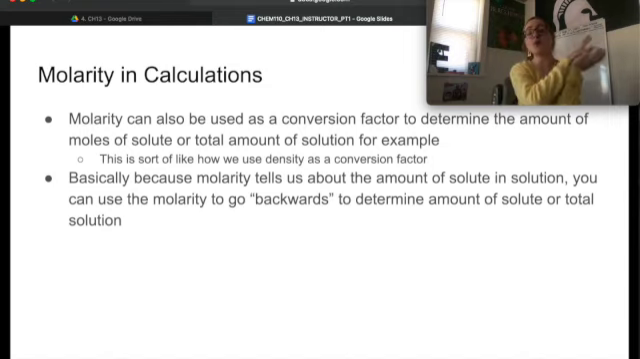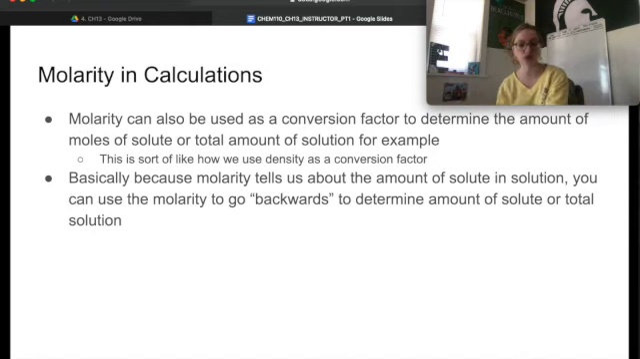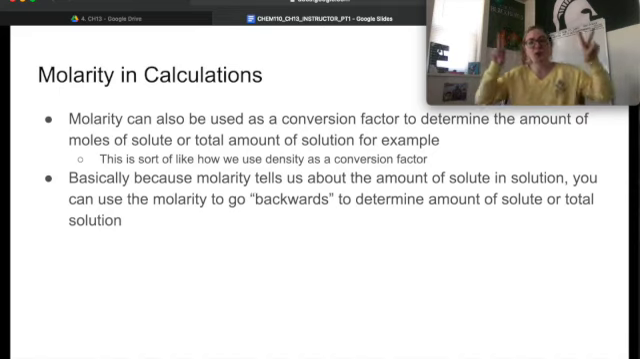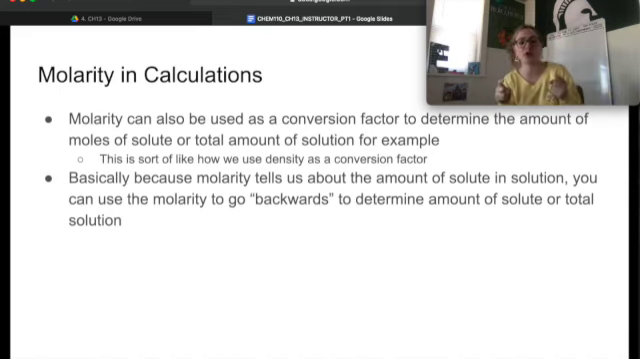So if I know the molarity and I know the amount of solution, for example, I can figure out how many moles were in there. That's kind of where we're headed. So because molarity tells us about the amount of solute in total amount of solution, you can use the molarity to quote-unquote go backwards and to determine the amount of solute or the amount of total solution.